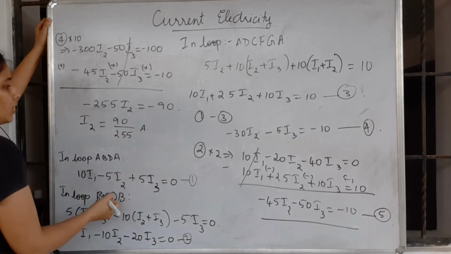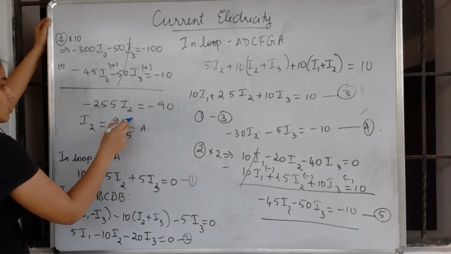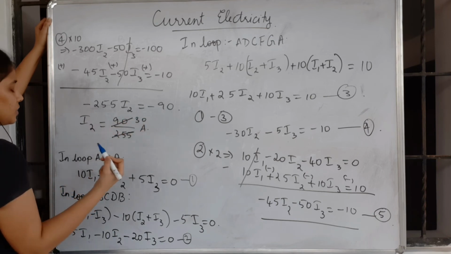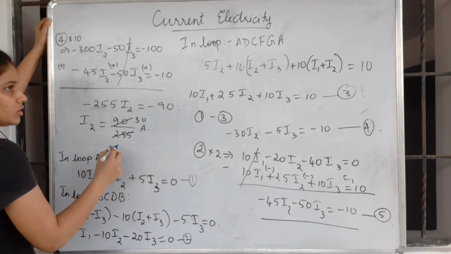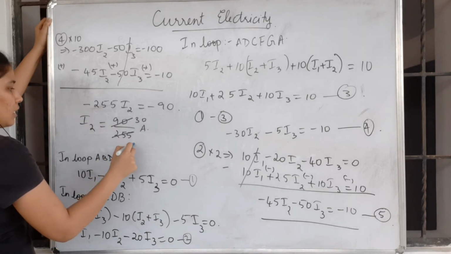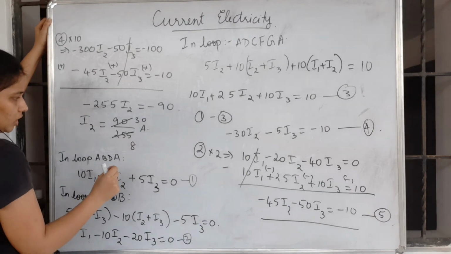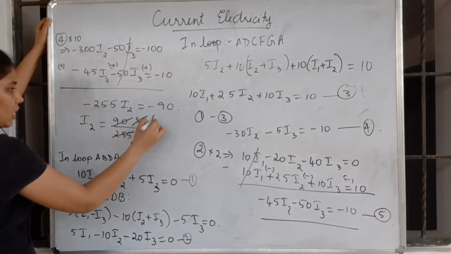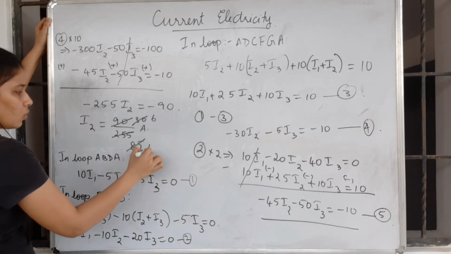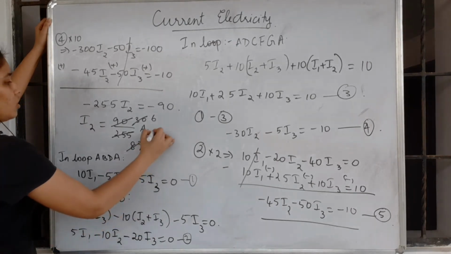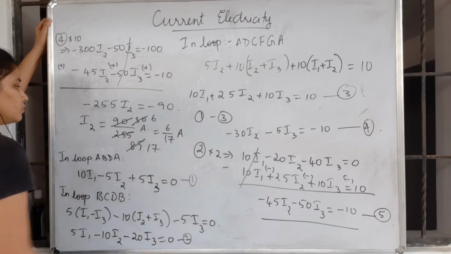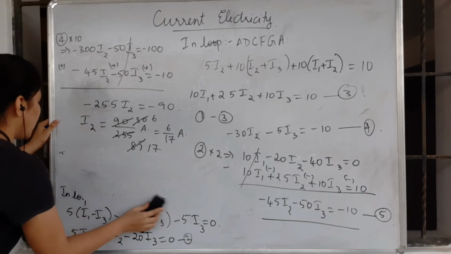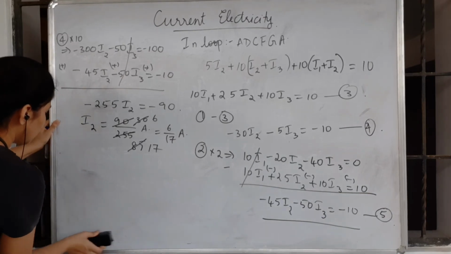Now 90 by 255 you can do in the 5 table, or the 3 table also you can do. So 3 times 30, and here 255 will go in the 3 table, 3 times 85. Again the 5 table, 5 times 6, and this will go 5 times 17. Okay, so your answer is 6 by 17 ampere. I2 is equal to 6 by 17 ampere. Then you substitute for I2 in that fourth equation, and you will get the answer for I3.